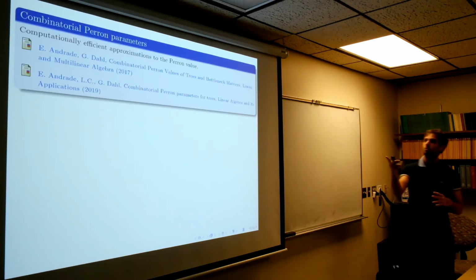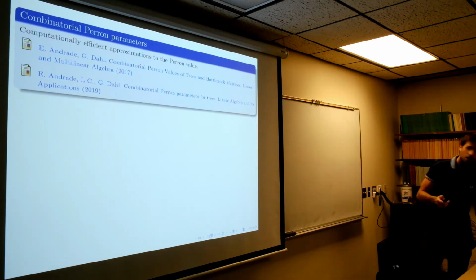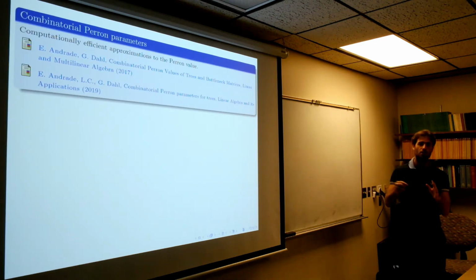Okay, so I mentioned before, as examples of weight, the combinatorial parameters. I will not say much about them. I just say that they are computationally efficient approximations to the Perron value. So the Perron value is a spectral radius, so it's an eigenvalue. To compute it, we can use fast algorithms, like the QR algorithm, but still it will be more expensive than computing a combinatorial expression. So here we have defined some possibilities to approximate in a combinatorial way the Perron value.